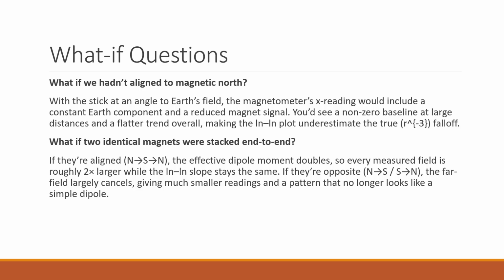The other what-if question was if 2 identical magnets were stacked end to end. If they are aligned north to south and south to north, the effective dipole moment doubles, so every measured field is roughly 2 times larger, while the natural log slope stays the same. If they are opposite, the far field largely cancels, giving much smaller readings and a pattern that no longer looks like a simple dipole.